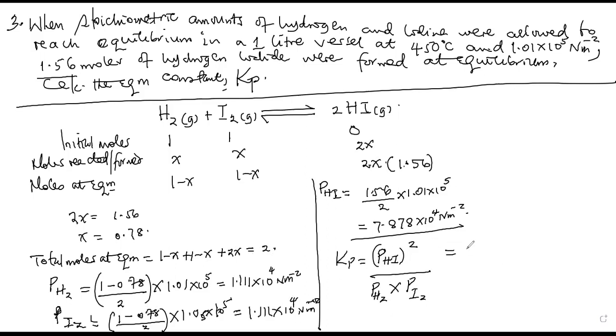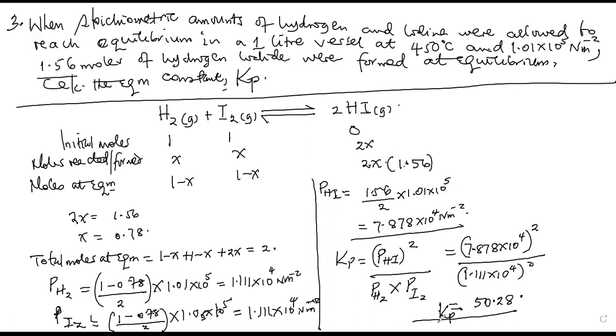That is the only logic behind that. So this is going to be 7.878 exponent 4 squared over 1.111 times 10 to the power 4 squared, because they are the same. So solving that, you get the value of Kp as 50.28, and you call it a question.